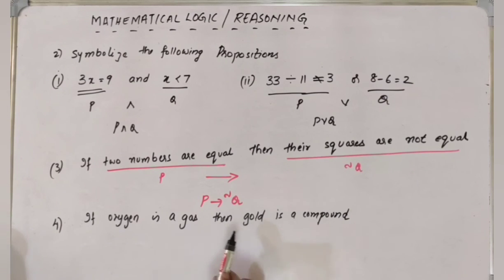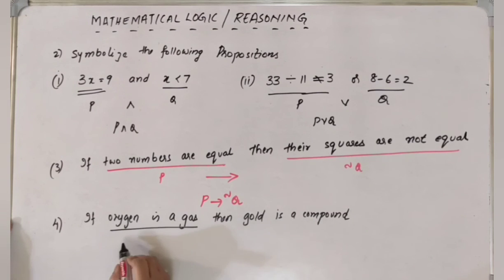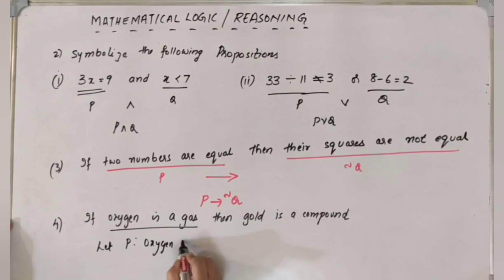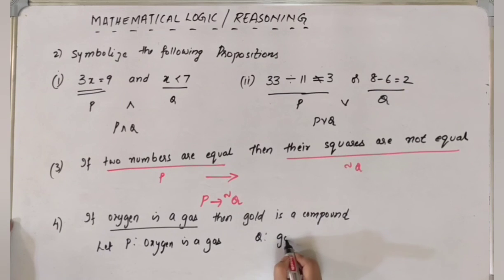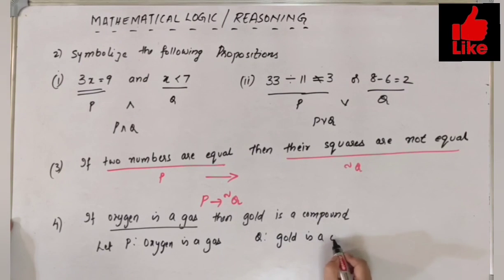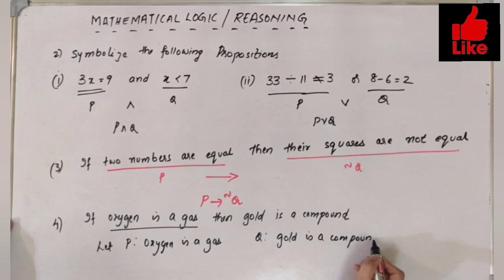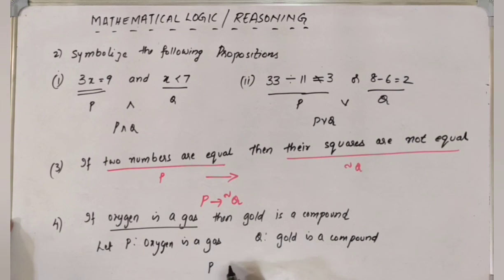If oxygen is a gas, then gold is a compound. Let's symbolize this. Oxygen is a gas. Let P be oxygen is a gas and Q be gold is a compound. So we'll write P, Q and they are connected with if then. So we'll have this notation. P conditional of Q.